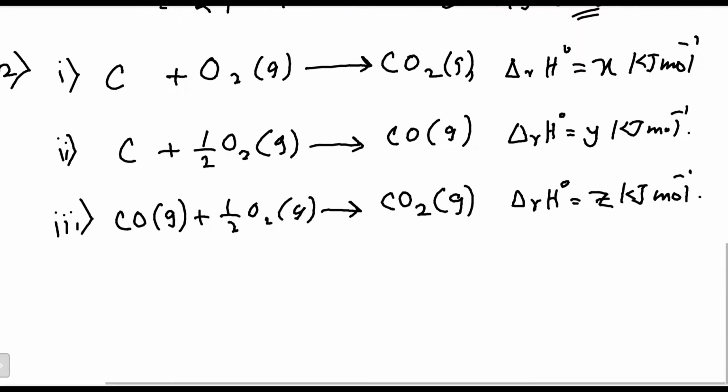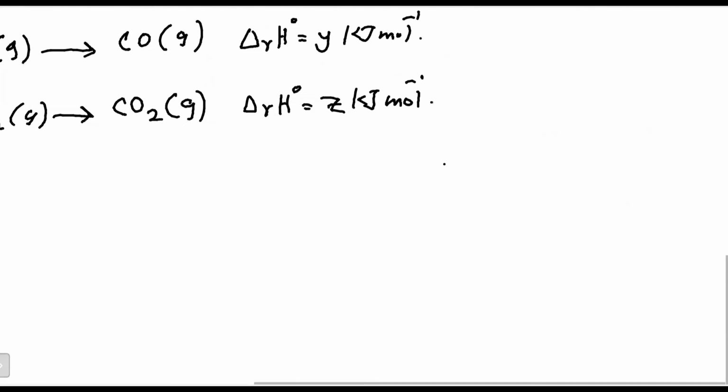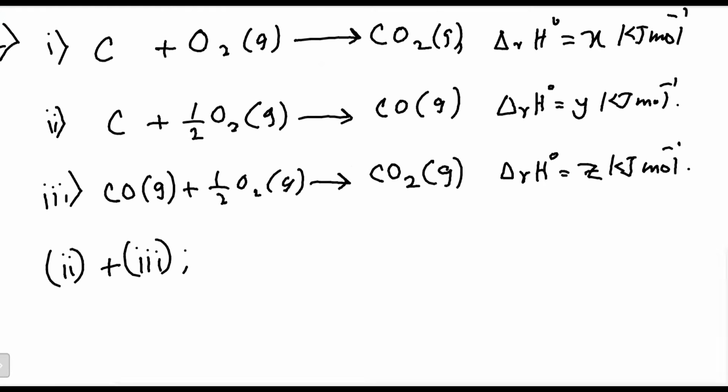Now, if you look carefully at the options, various types are given: y equals z minus x, x equals y minus z, and so on. From here, how will you arrange these equations to get the third one? If you look at equation 2 and equation 3, and you add these two equations, what will you get?